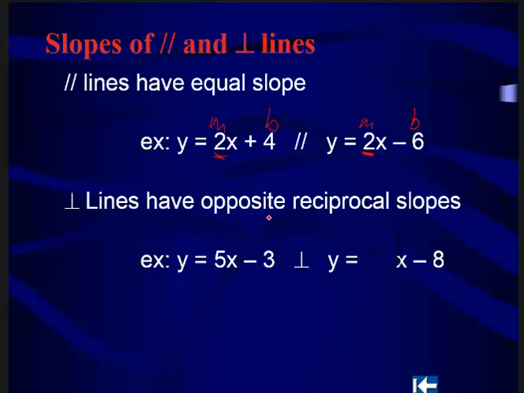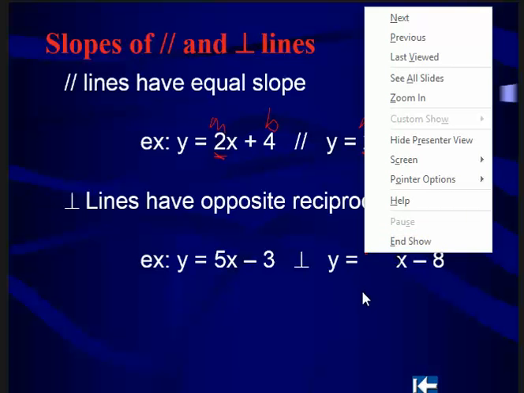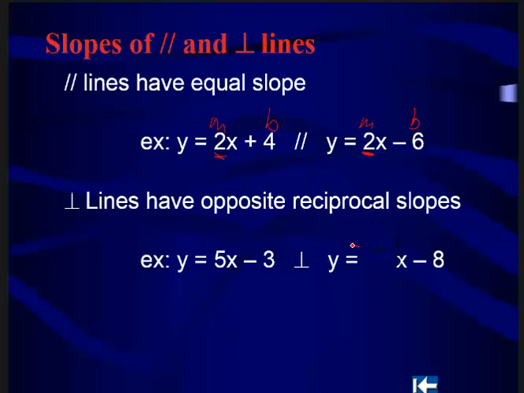Perpendicular lines have opposite reciprocal slopes. So again, if we get it in y equals mx plus b, this isn't showing up very well. It's hard to see here. This is a negative 1 over 5. Then we're going to look at our slopes. Remember, this can be 5 over 1. So if I flip it, I get 1 over 5. But the signs have to be opposite. So this one needs to be negative if this one's positive in order for our lines to be perpendicular to each other.